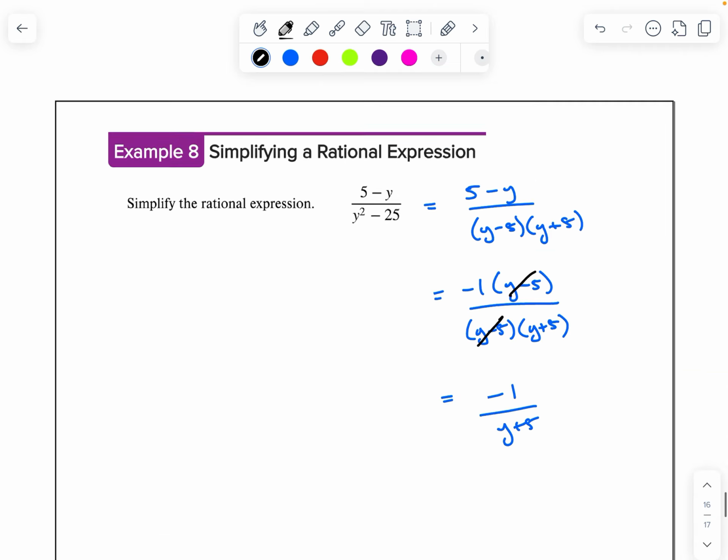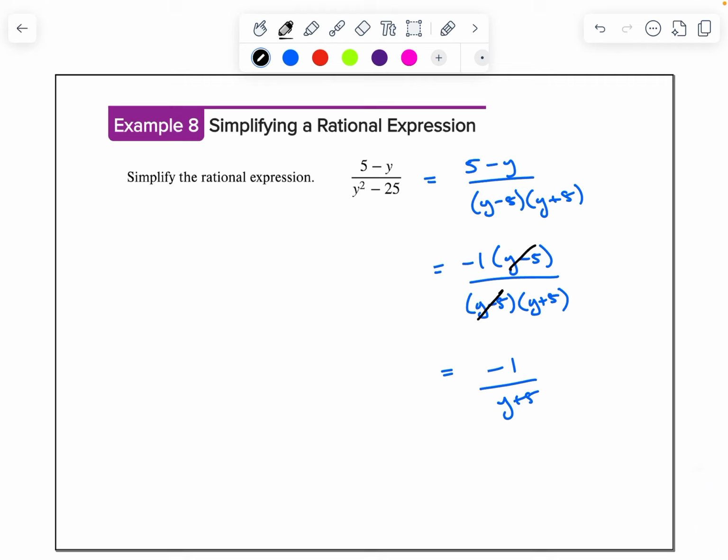That was the last example. That's simplifying rational expressions. The next thing that we're going to look at is adding and subtracting rational expressions, and then multiplying and dividing rational expressions.